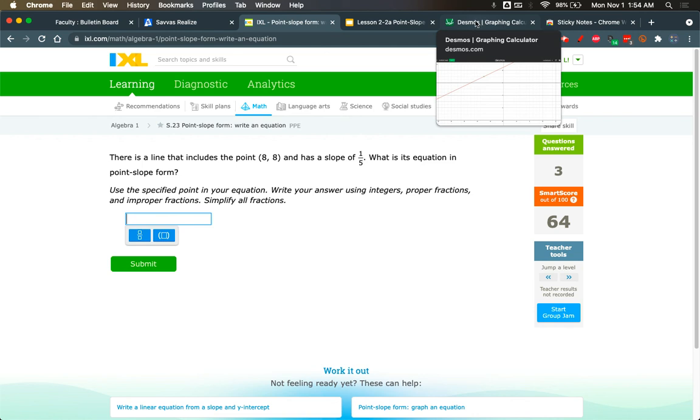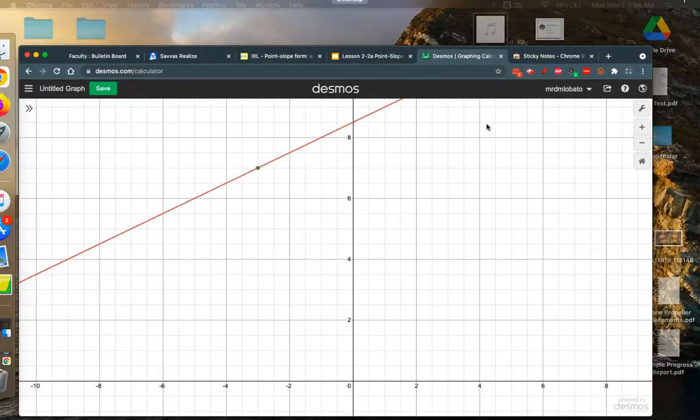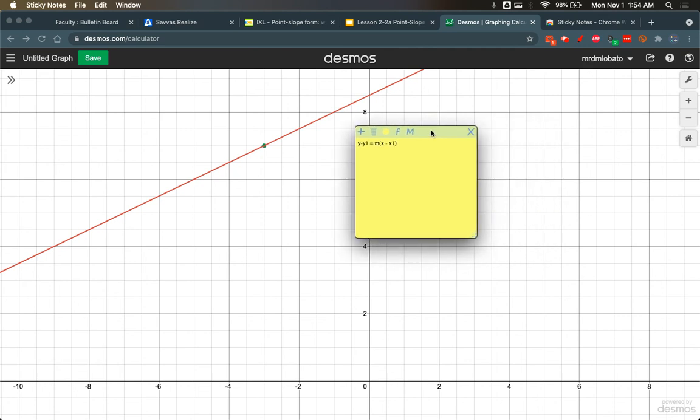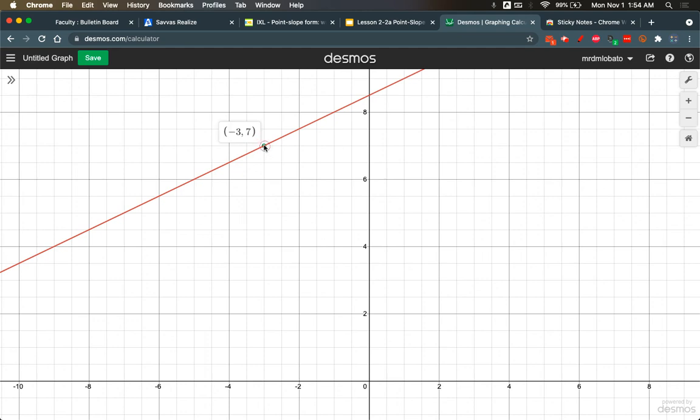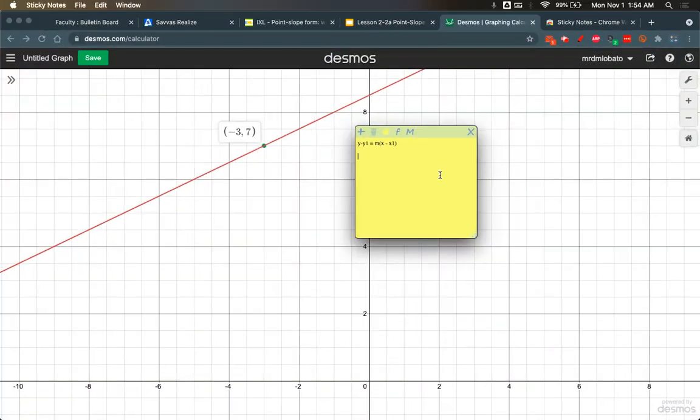The last 2 questions on Savas Realize actually give you a graph and say write the equation. So I'm just going to pull something up so I can type. There's just a little sticky note here with the equation. Okay, and again, just like anything else, I just have to plug in a point, and I just have to plug in the slope. Now the point is easy to identify. It's negative 3, 7. So y minus 7 equals slope times x minus negative 3 becomes x plus 3.